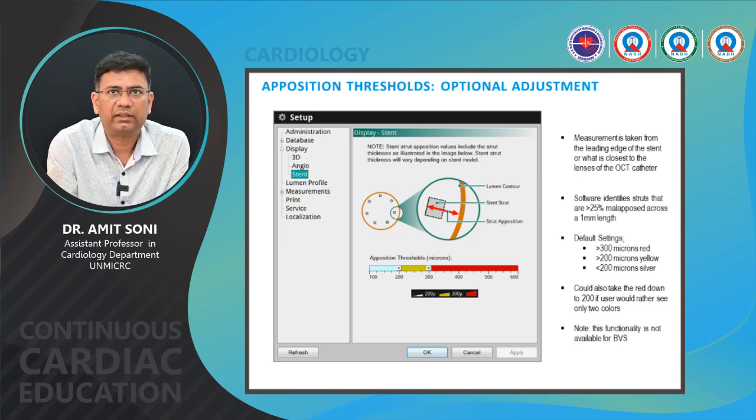Default setting shows if it is more than 300 microns, then it creates a red dot or red bar. If it is more than 200 microns, it shows yellow. If it is less than 200 microns, it shows silver dots or a silver bar. You could also take red down to 200 if the user would rather see only two colors.